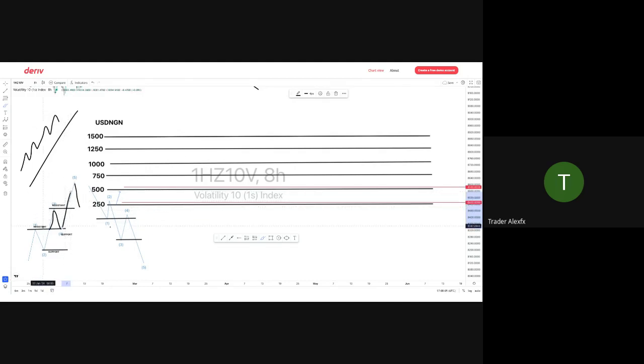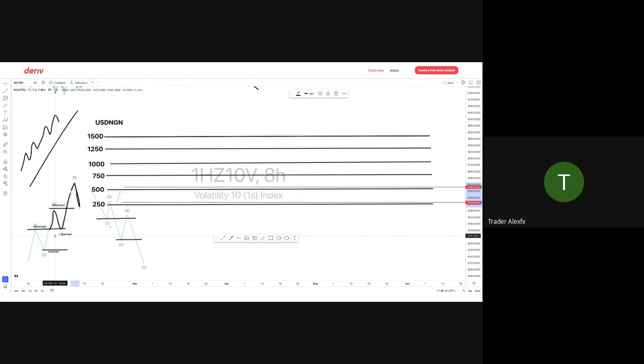So we can now call this one resistance 1, resistance 2. Now it has broken the second resistance. Now it will still come back to what? To retest that broken second resistance. You understand? Bam, to create what? Now this will be a creation of a third resistance. Do you understand what I'm saying?